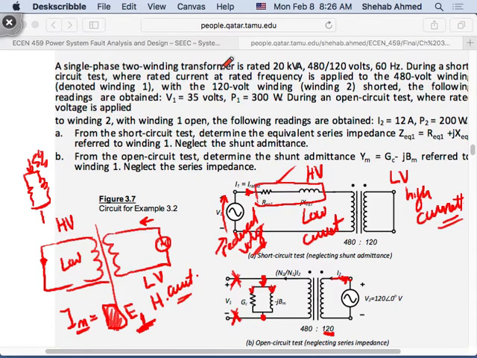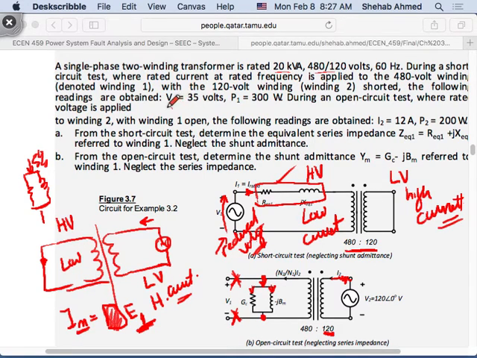A single-phase two-winding transformer is rated for 20 kVA, 480 volts, 120 volts. So 480 volts on the primary, 120 on the secondary, 60 hertz. During the short-circuit test, rated current at rated frequency is applied at the 480 volt winding, winding 1. So this is the short-circuit test. With the 120 volt winding shorted, the following readings were obtained.